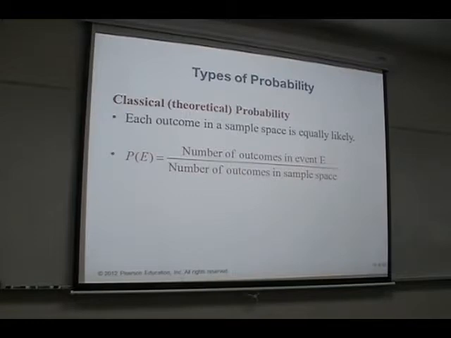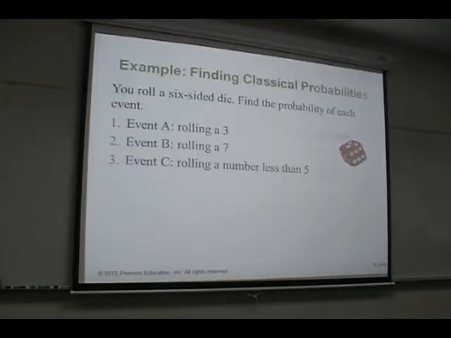Okay, and the way they say that is they say the number of outcomes in the event and the number of outcomes in the sample space. And we'll look at some examples in just a second. Okay. So here we go.